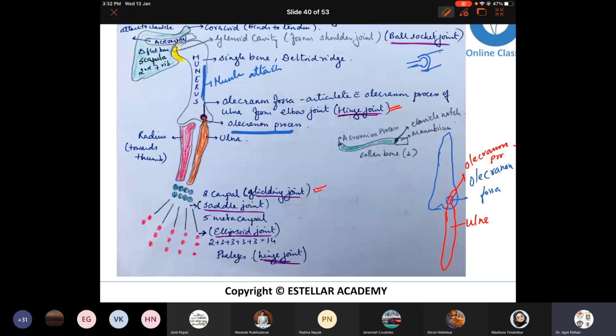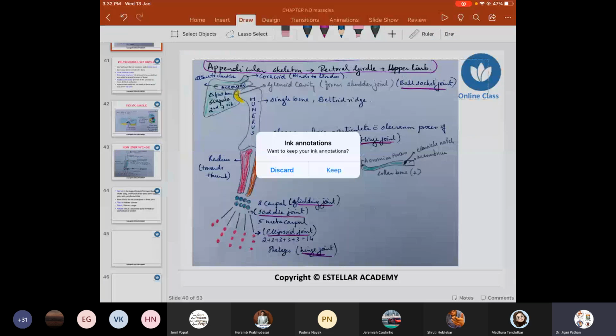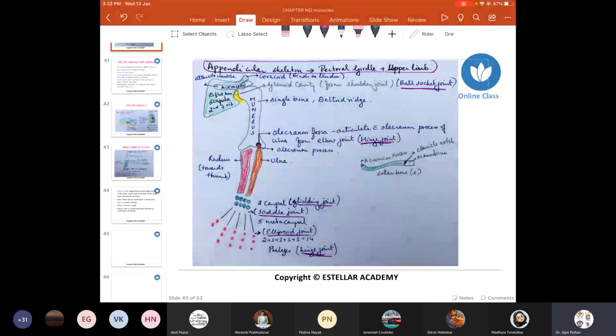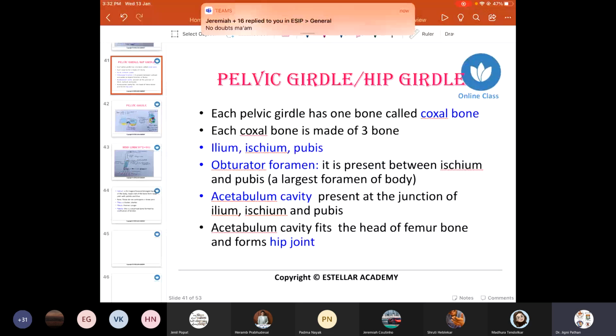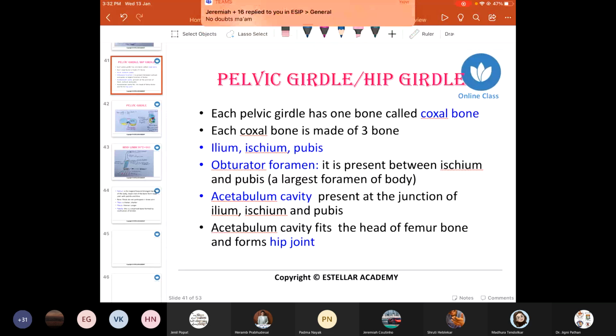Done, everybody? Any doubts for today's class? We are just left with one more part: the pelvic girdle and legs. So with this, we will be finishing the chapter in the next class. All clear? Can we wind up for today's session?